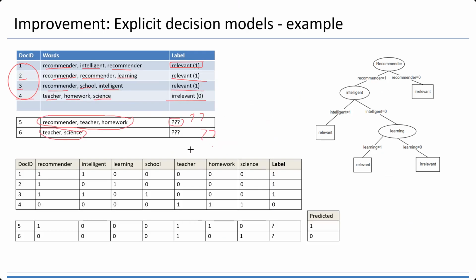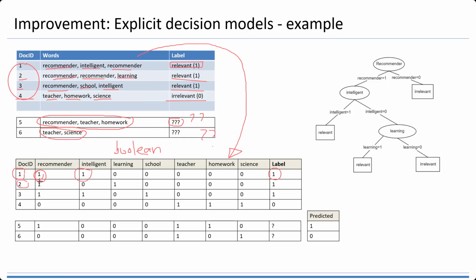Okay. So I can have this data and convert it into a table like this one. In document 1, I have the word recommender. Let's say this is Boolean. I just use the Boolean factor. Boolean means 0, 1, exists or not exists. In document 1, the word recommender exists. The word intelligent exists. The label is 1.